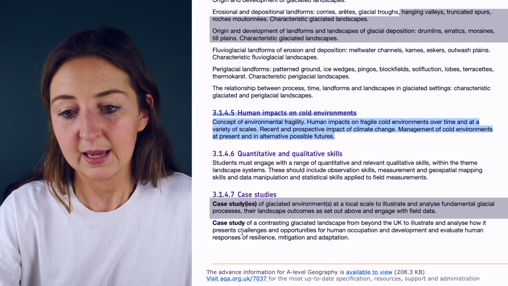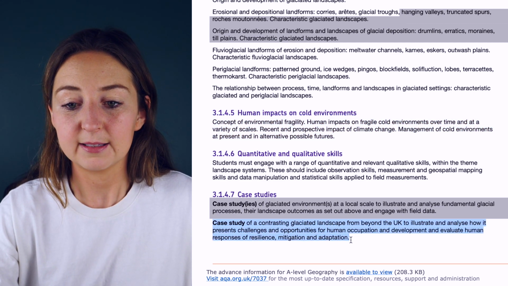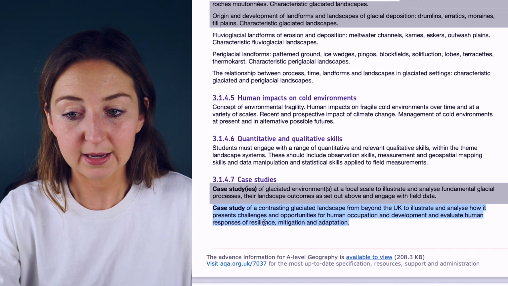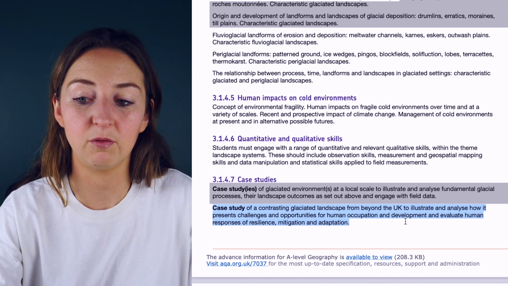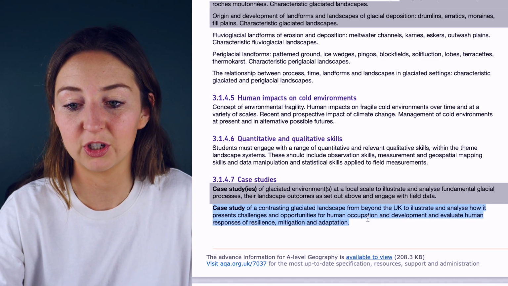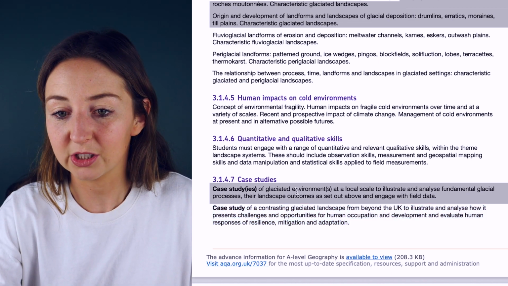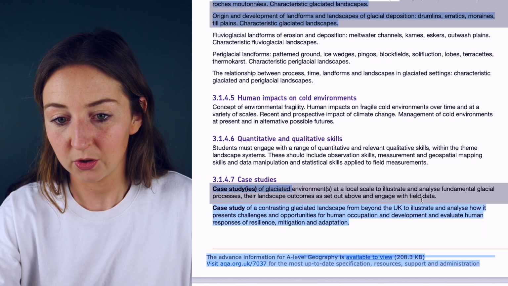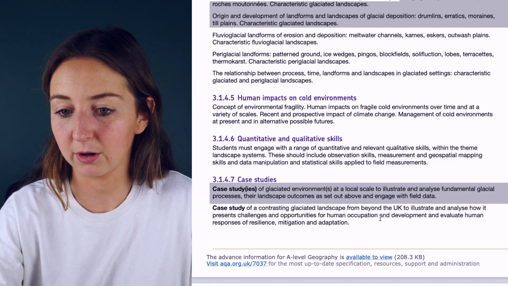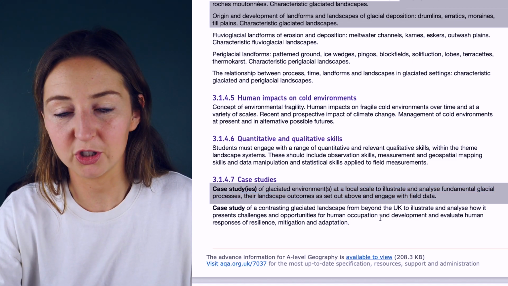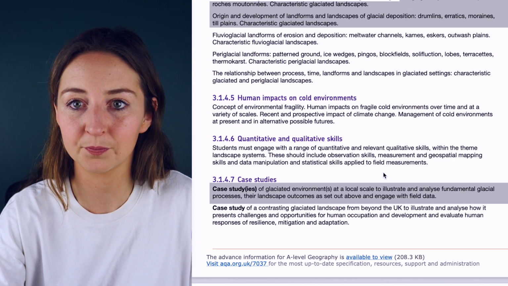This is included, as is the spec, which says a contrasting glaciated landscape from beyond the UK to illustrate and analyse how it presents challenges and opportunities for human occupation and development and evaluate human responses of resilience, mitigation and adaptation. So maybe that links to part of the spec that's included above, and the part that's not on it is your glacial processes and the landscape outcomes. So maybe there might be a bit more to do with human impacts, mitigation, adaptation. Have a look for that when you do it.